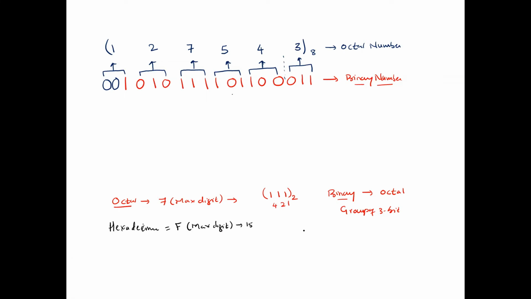Which are the place values for binary? 1, 2, 4, 8, 16. All right, 16 has crossed 15, so I don't require this fifth place value. If I convert this 15 into binary: 8, 7 remains, 4, then 2, then 1. So this is the equivalent in binary. How many digits will binary take at most for the maximum digit? It is 4. So it is not going to cross more than 4 bits.